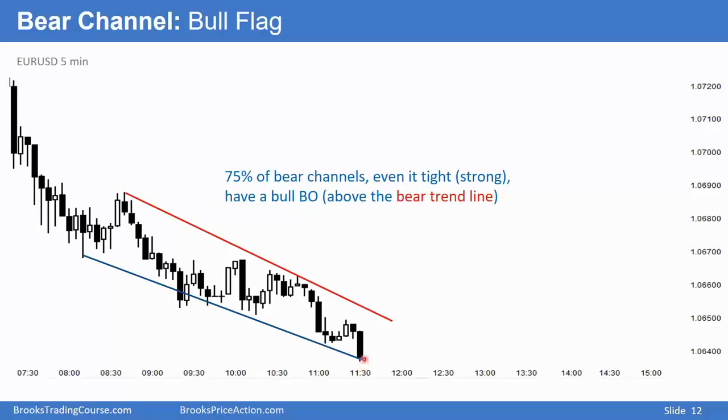a tight bear channel, 75% chance you're going to get a bull breakout. It can break to the upside either by going sideways or by going up. So every bear channel, no matter how tight, no matter how strong, I think of it as a bull flag because the odds are you're going to get a bull breakout. Here we went sideways for a few bars and then eventually worked higher and got a bull breakout above the top of the bear trend line.